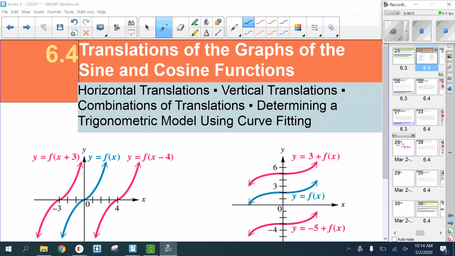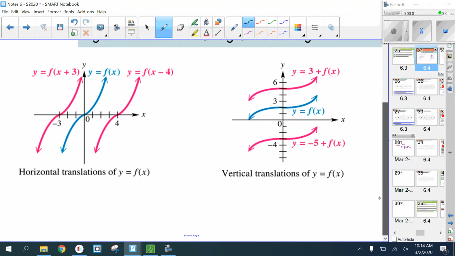6.4, translations of the graphs of sine and cosine functions. Basically what we're going to do is we're going to shift things up, down, left, and right.